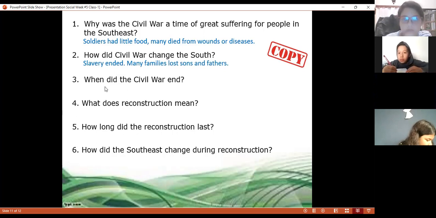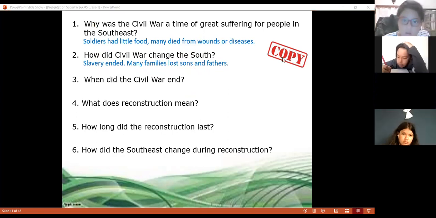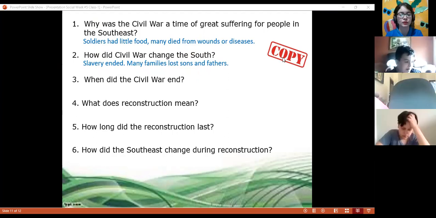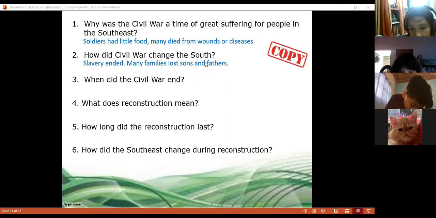They ended the slavery. Remember, the Southerners believed in slaves, but after the Civil War, slavery ended, and many families lost their sons and fathers because just boys could go to the war. Girls were not allowed to go to the war as soldiers, but they were in the war. Number 3, when did the Civil War end? Who remembers the date that it ended?